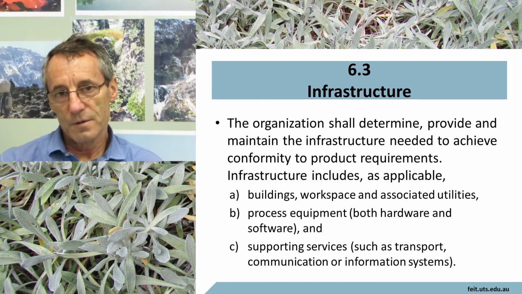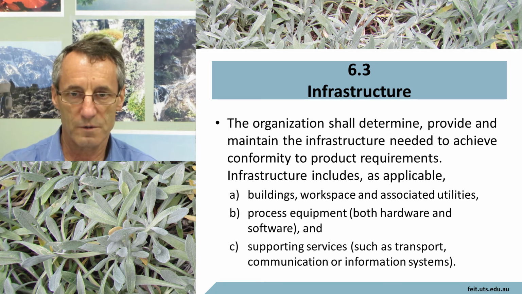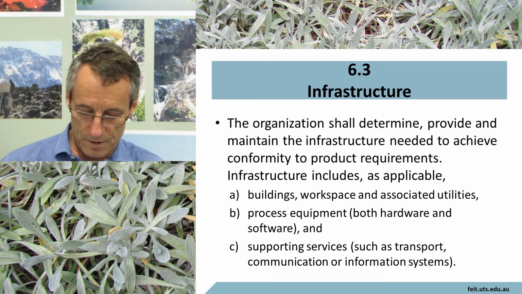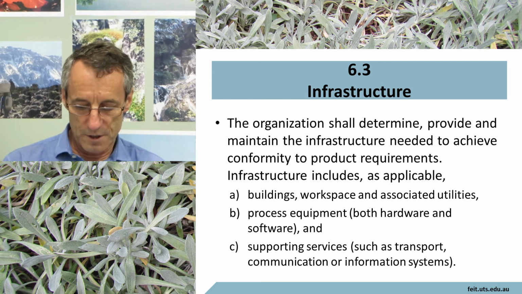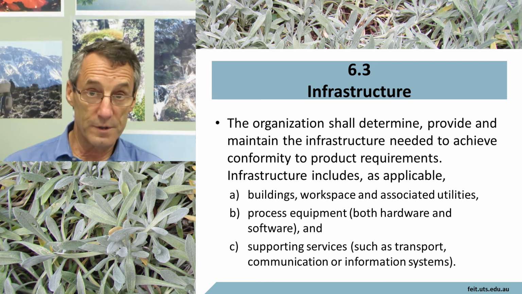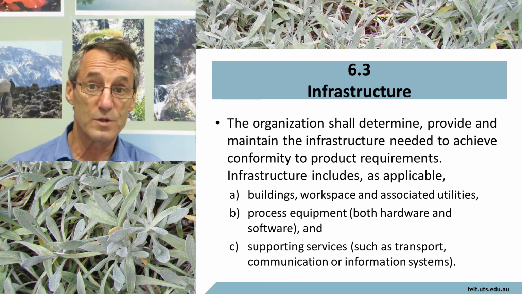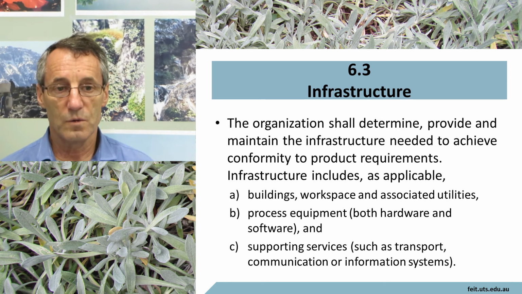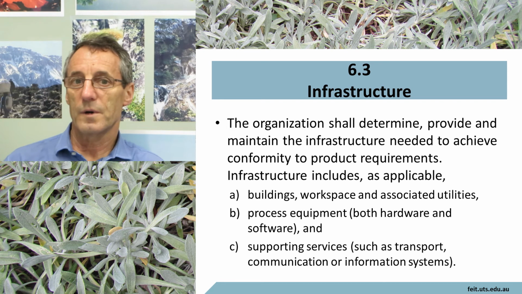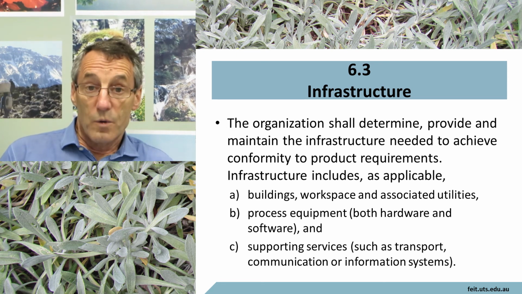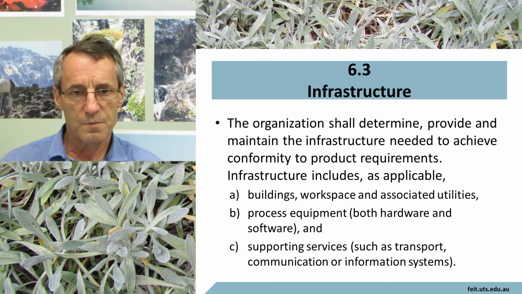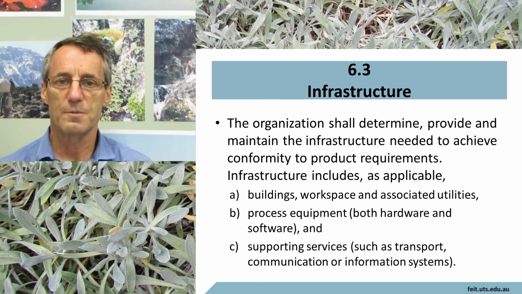Section 6.3, we've dealt with the personnel in Section 6.2, they've got to be there. Section 6.3 deals with the infrastructure of the quality management system. So the organization shall determine, provide, and maintain the infrastructure needed to achieve conformity to product requirements. Now, infrastructure includes, as appropriate, buildings, workspace, and associated utilities. So, if you need water, you have to have water. If you need a cool environment or a sterile environment, this is what is required. Process equipment, so both hardware and software. So, if you are supposed to be doing some particular test that requires specific equipment, that has to be provided.